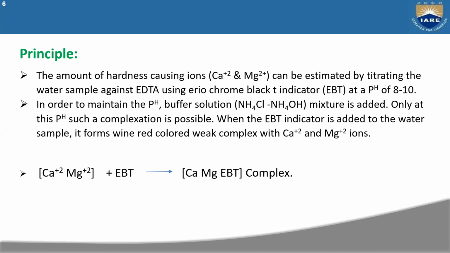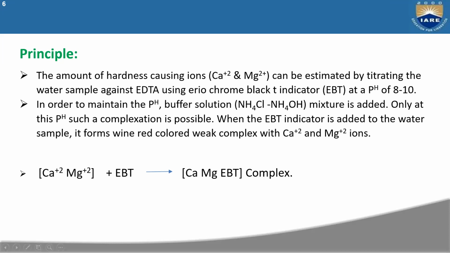It uses Eriochrome Black T indicator and the pH is 8 to 10. In order to maintain the pH, a buffer solution, ammonium chloride and ammonium hydroxide, is added. Only at this pH is such complexation possible. When the EBT indicator is added to the water sample, it forms a wine red colored weak complex with calcium and magnesium ions.